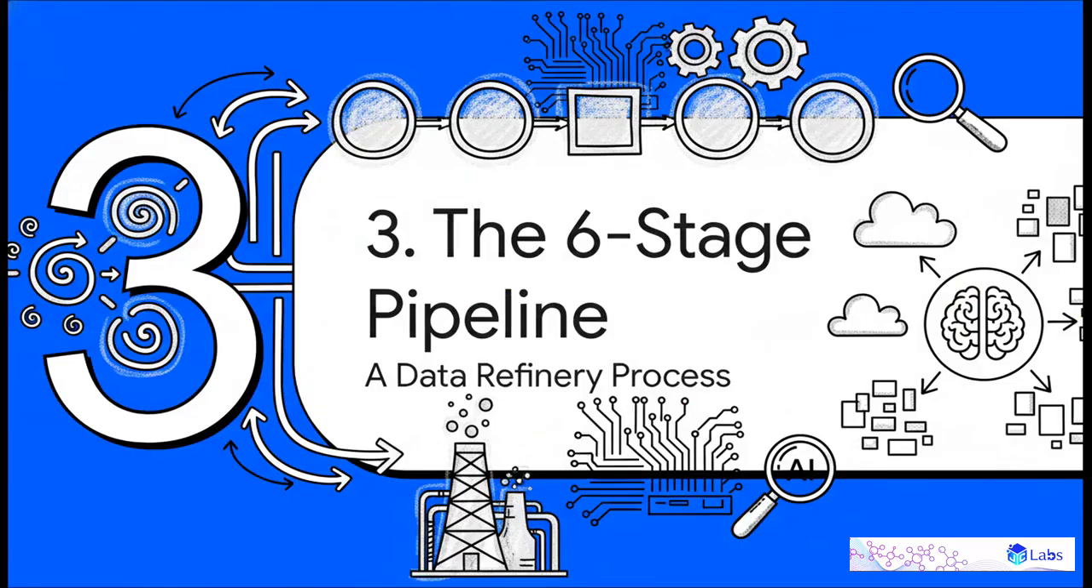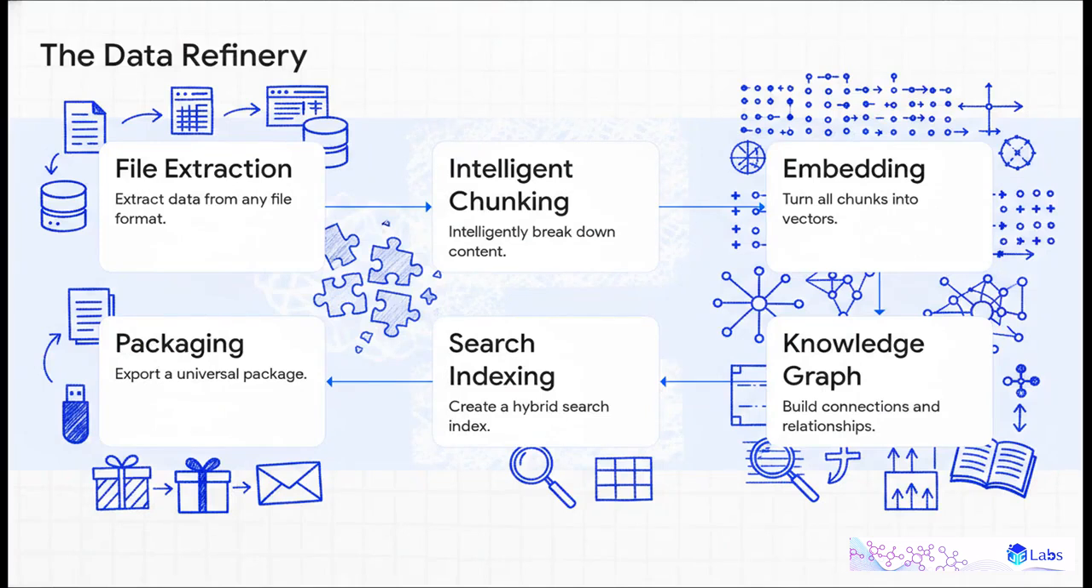Okay, so how does it actually pull this off? The real magic happens inside this powerful 6-stage pipeline, which is kind of like a data refinery. So here's the whole journey from start to finish. First, it extracts everything and then chunks it up intelligently. Then comes the super cool stuff: embedding the data, building a knowledge graph to see how things are connected, creating a search index, and finally packaging the whole thing up. Let's zoom in on a few of the key steps.